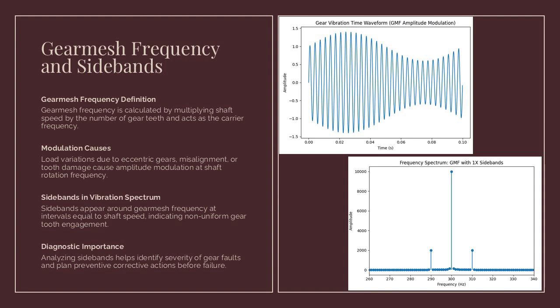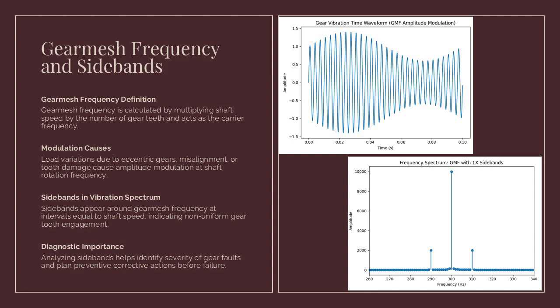As a result, the vibration spectrum displays sidebands around the GMF at intervals equal to the shaft speed. For example, if the GMF is 30 orders and the shaft rotates at 1 order, sidebands will appear at 29 orders and 31 orders, and possibly at 28 orders and 32 orders if the modulation is strong. These sidebands indicate that the gear teeth are not engaging uniformly, which can lead to increased wear and eventual failure if not corrected.